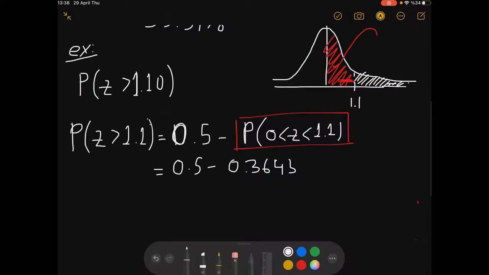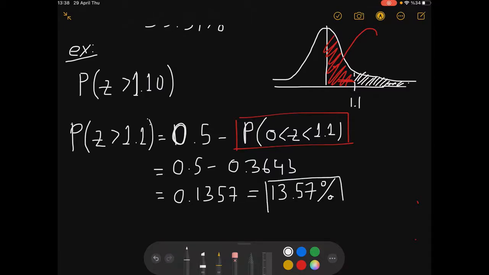0.3643, and the result will be 0.1357. It is like 13% right here. This is what I'm looking for, and this is the area or probability exactly under which curve? This curve, this particular segment of this curve.